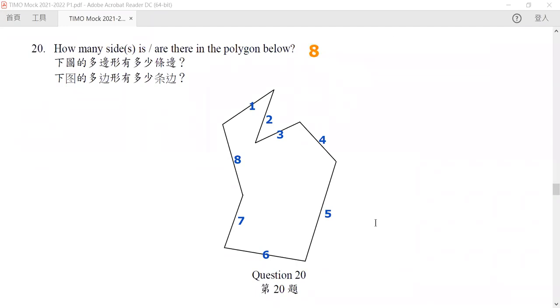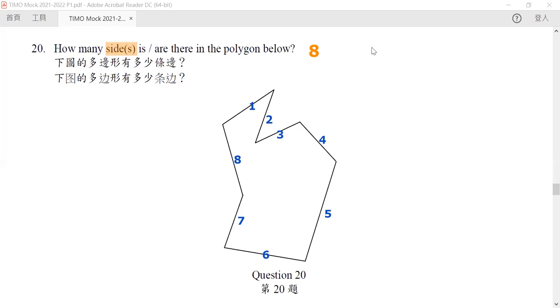Okay. So we just count it one by one. Again, please do not think that we do not count in mathematics. In fact, we count a lot in mathematics. So sometimes when the diagram is simple, it is much easier for us to simply count it by hand. Okay. So this is the answer for our question 20. In here, we just count each side one by one.